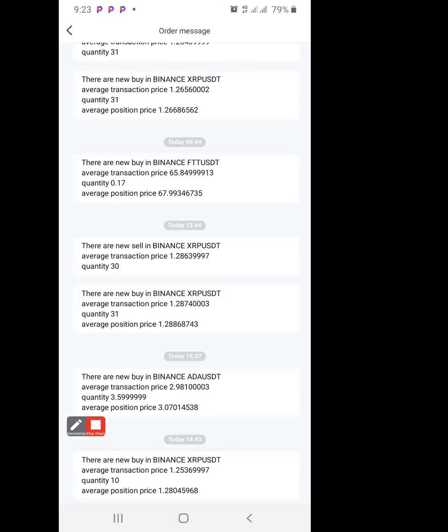So when it has gotten to a higher price after buying that coin, the app will automatically sell.